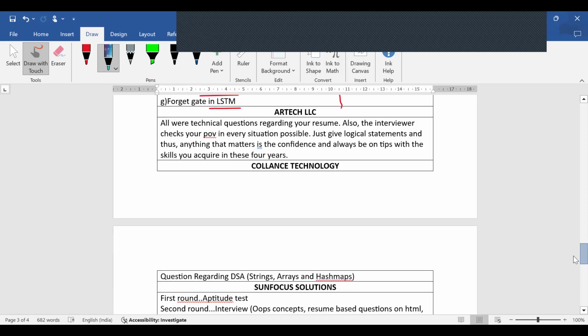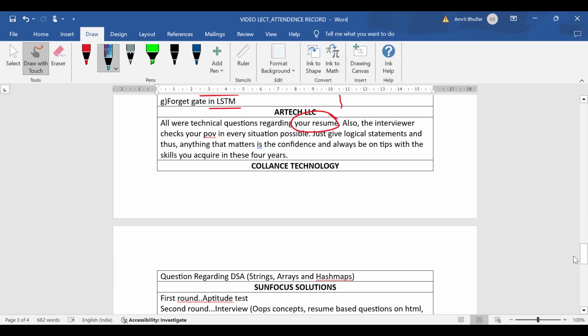All the questions they asked were technical, and they were about what you have written in your resume. Also, the interviewer checks your presence of mind in every situation possible. So you have to give logical statements, and what matters most is confidence. You should always show confidence in your language, whatever you are speaking, your body language, your expressions, your hand movements, in everything. And always be up to date with the skills you acquire in these 4 years.